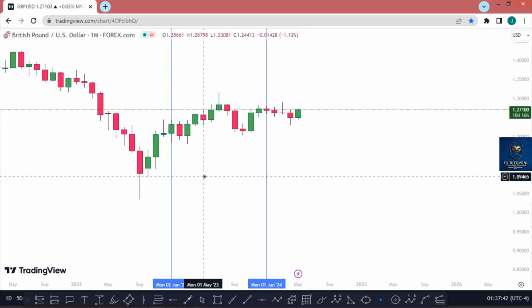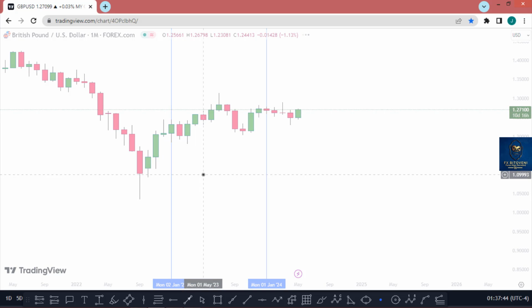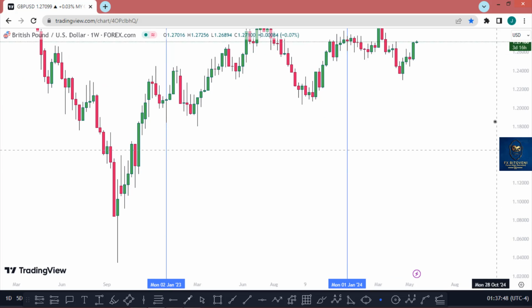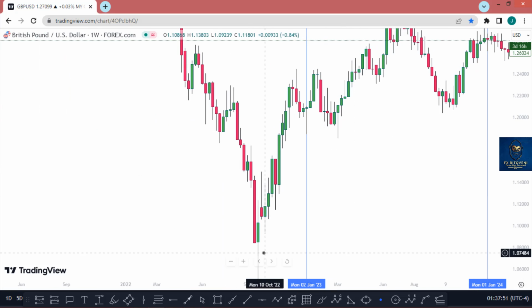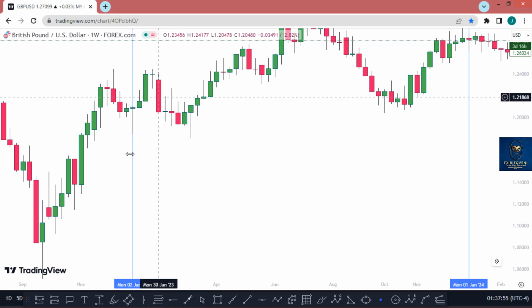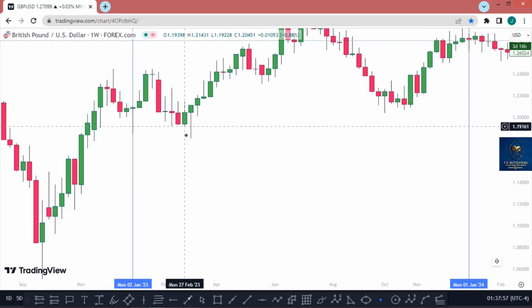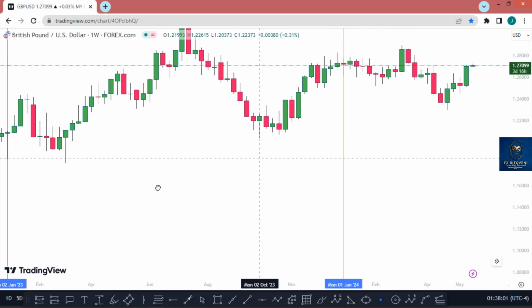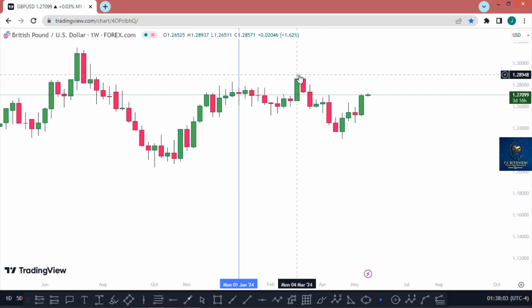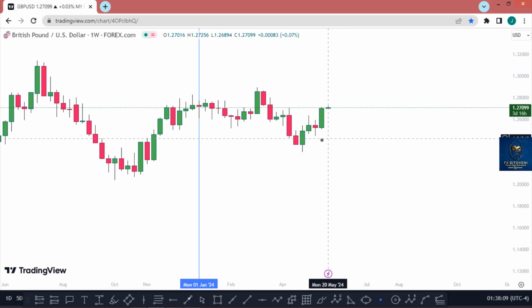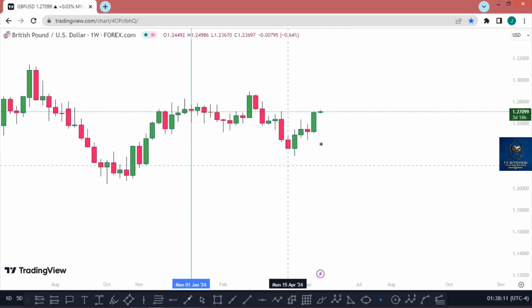If you switch to weekly, you will see how an ABC corrective move was formed. ABC corrective move. You see, ABC corrective move. A flat, ABC corrective move. Inside there, another ABC corrective move. You can see what I was trying to teach you folks.